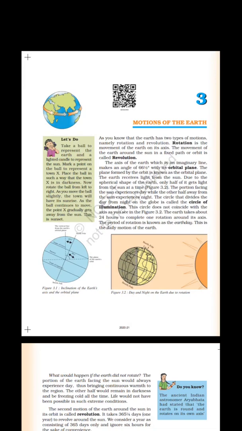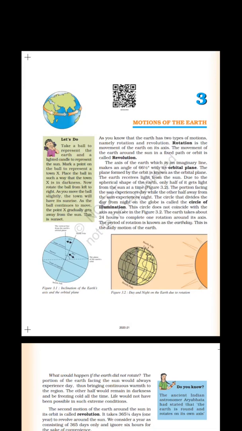The earth receives light from the sun. Due to the spherical shape of the earth, only half of it gets light from the sun at daytime. Figure 3.2. The portion facing the sun experiences day while the other half away from the sun experiences night. The circle that divides the day from night on the globe is called the circle of illumination. The circle does not coincide with the axis, as you see in Figure 3.2.